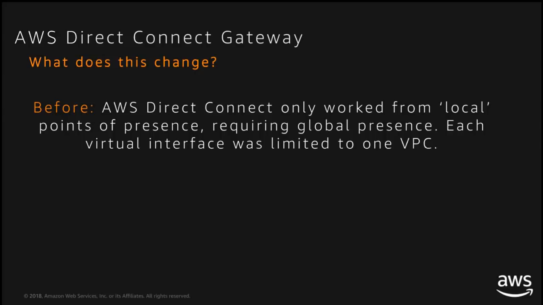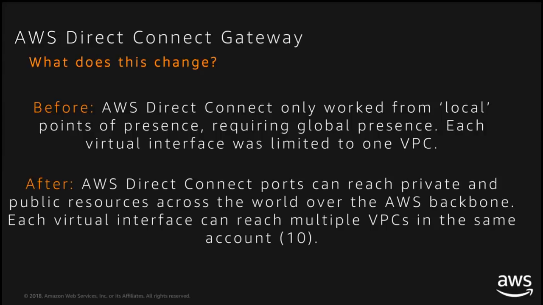As well, if you had multiple VPCs in the same account, you would have to create a virtual private interface for every single one of those VPCs, which could be time-consuming, and maybe the network team doesn't keep up with changes as fast as the cloud team. You could cause some sort of impedance mismatch there. So now with Direct Connect Gateway, you can reach public and private resources across the world without having to go and procure additional network supports. As well, you can reach multiple VPCs from the same port, which makes it easier to scale out and sort of fan those virtual interfaces out. So this is pretty cool.